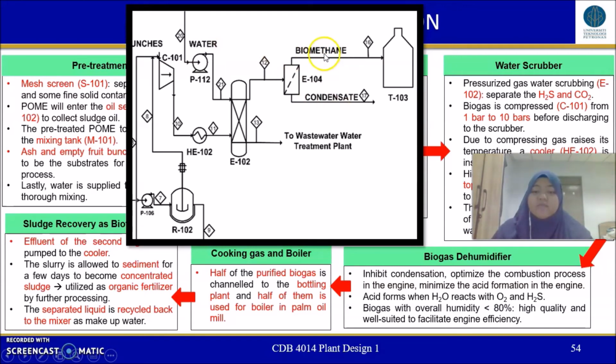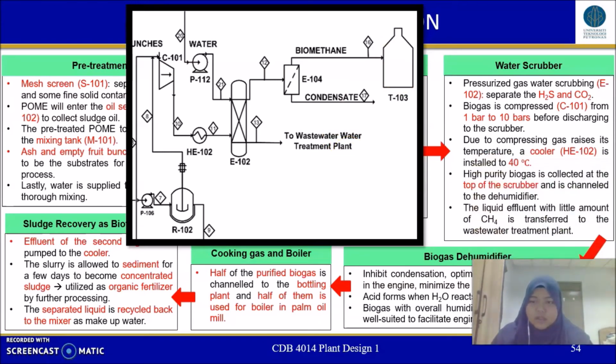suited for engine use. So the product of biomethane that we obtain will be used for cooking gas and boiler, where half of it will be sent to the bottling plant of biogas, and the other half of it will be used in the boiler for the palm oil mill.